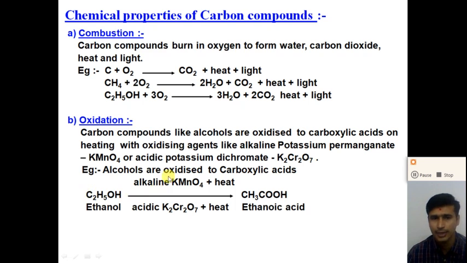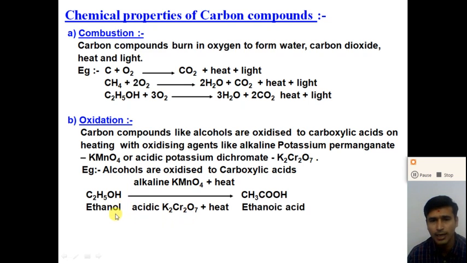So when carbon compounds like alcohol are oxidized to a carboxylic acid by heating in the presence of an oxidizing agent, which oxidizing agent is used to convert the alcohol to ethanoic acid? The oxidizing agents are alkaline KMnO4, that is potassium permanganate, or acidic K2Cr2O7, that is acidic potassium dichromate, right?